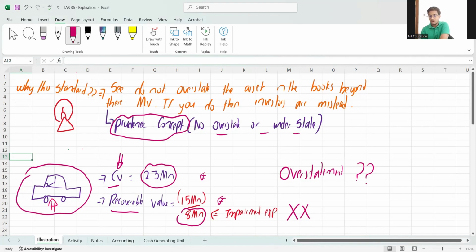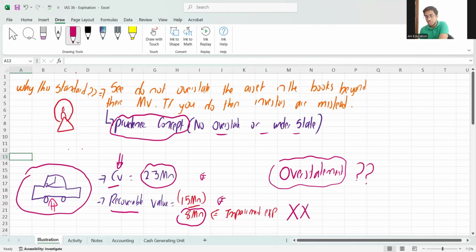Hopefully you are clear. Again, I'm explaining it to you. 15 million is the amount that I could generate by either selling it to a third party and getting cash, or using it in my business and generating profits. That's the maximum benefit, which is known as your recoverable value. But what we have done as accountants is record in our books 23 million as at the reporting date. So you have overstated your assets by 8 million.